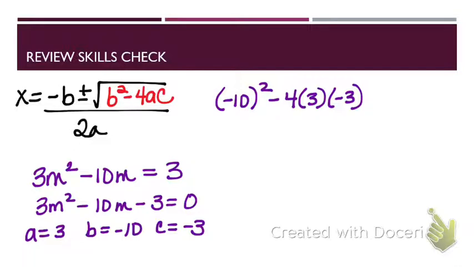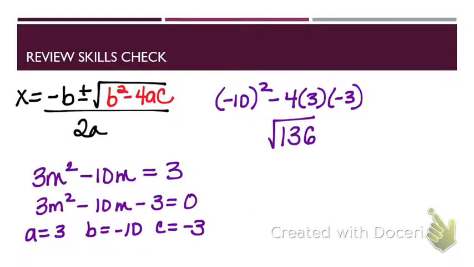Is that 100 minus, it's 100 plus. So is it 136? Is that what you got? Raise your hand if you got 136. Okay. So we have 136, and that's under the square root. Now that can be simplified.